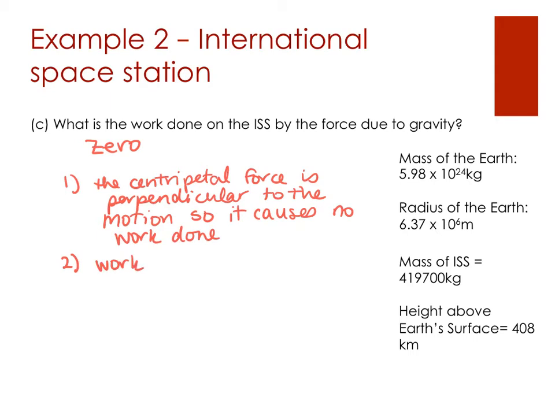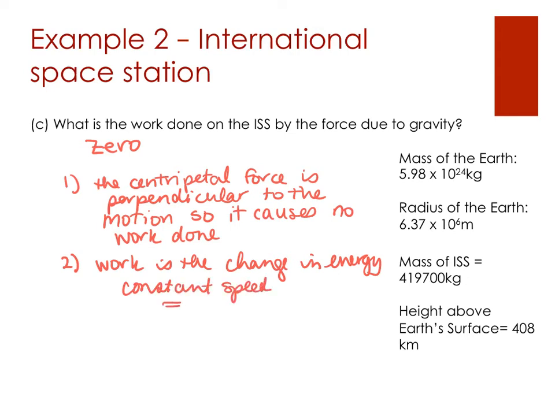Now, secondly, we also know that work is the change in energy. And we've got a couple of things going on here. First of all, we have a constant speed. So what does that mean in terms of energy? It means then that its kinetic energy is also going to be constant. So no change in kinetic energy.